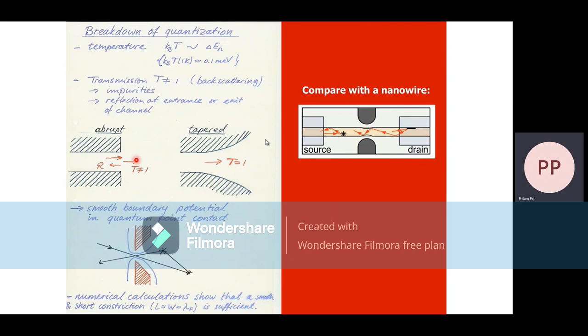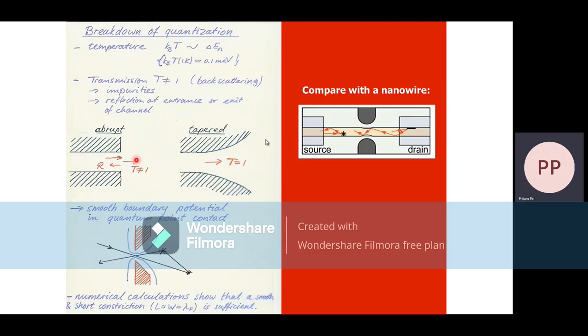perhaps in real experiments, most samples are allowed a smooth transition from the one-dimensional region to the two-dimensional region outside, right? However, backscattering is a very common problem, illustrated here. For example, if a couple of defects are located near the constriction, this trajectory will scatter a couple of times and this electron will go back through the constriction. Therefore, the conductance will be suppressed.